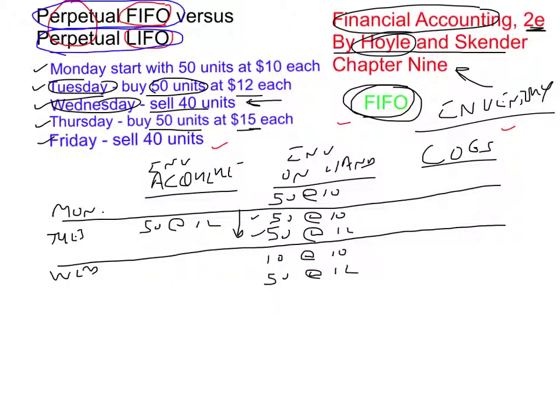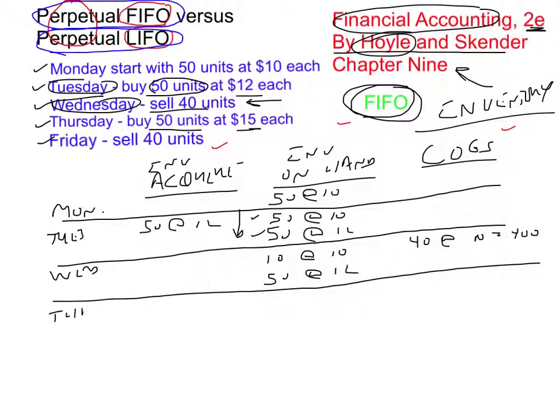That's a great demonstration of the FIFO assumption. You peel them off first in, first out. That means that you assume that 40 at $10 has been sold. And that gives you your cost of goods sold of $400. On Thursday, you buy 50 more units at $15.